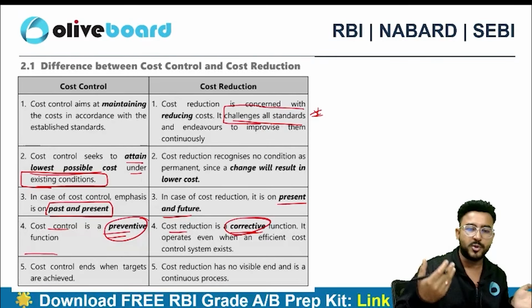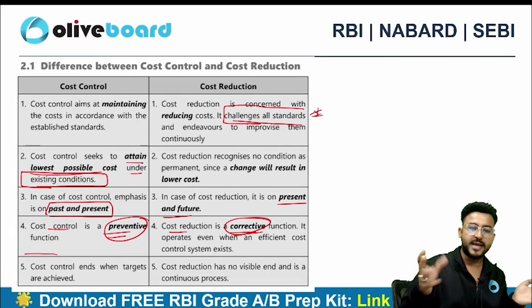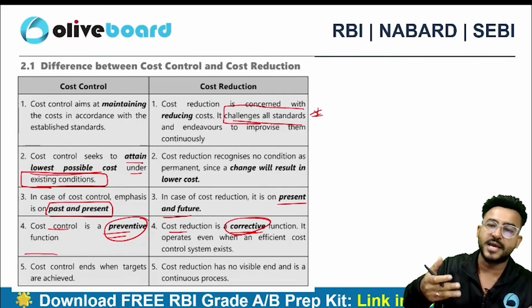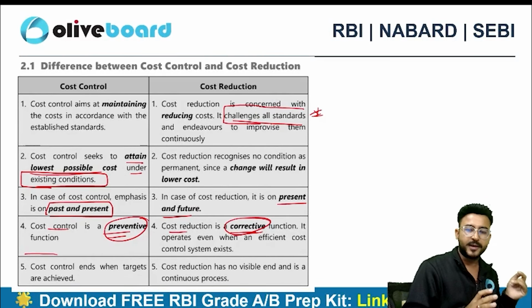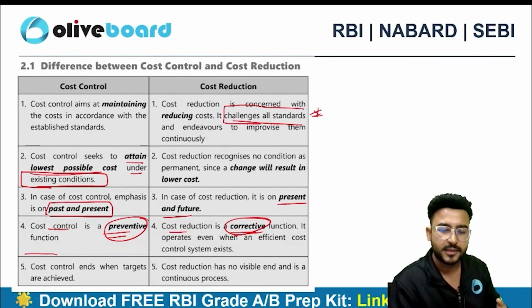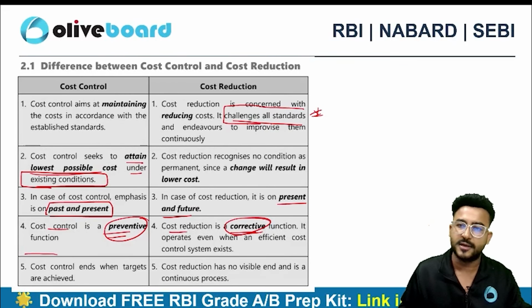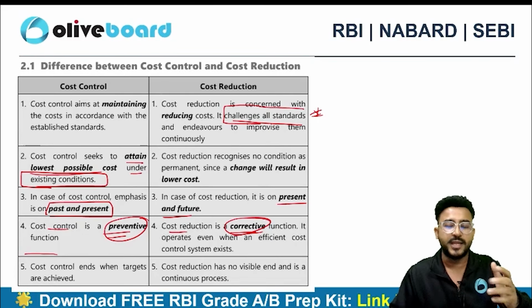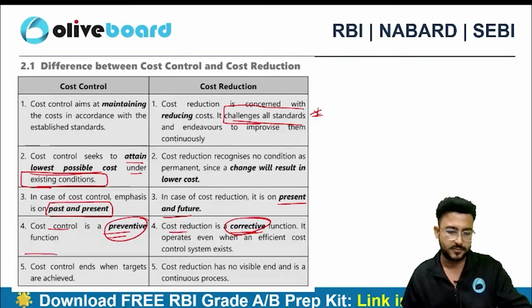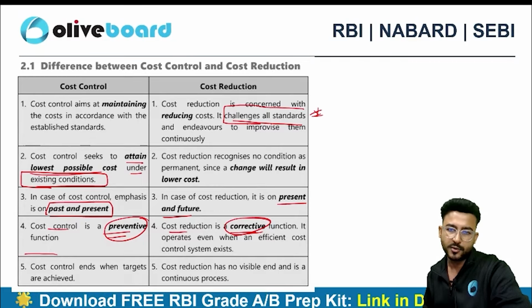But when I talk about cost reduction, it has no visible end. It has no visible end. जिसको पैसा बचाना होता है उसके लिए कोई end date नहीं होती, right? He or she will always try to reduce the cost. उसके लिए नहीं होता कि 1 लाख रुपए लग रहे थे, मैंने 80,000 कर दिया, मैंने 60,000 कर दिया. No, he will keep on trying to reduce the cost. That's the main difference between cost control and reduction.